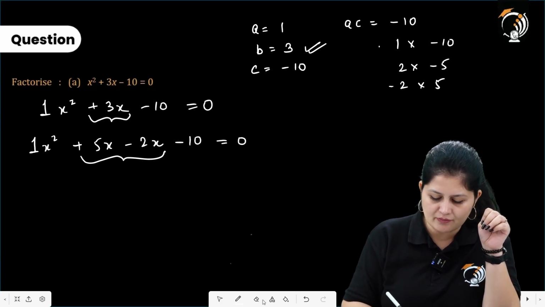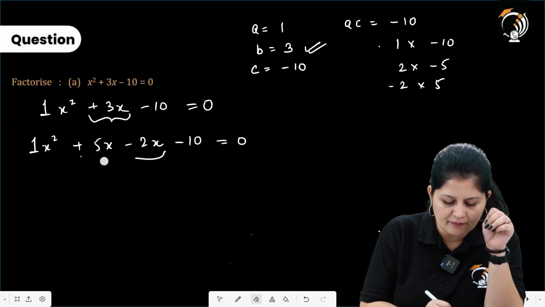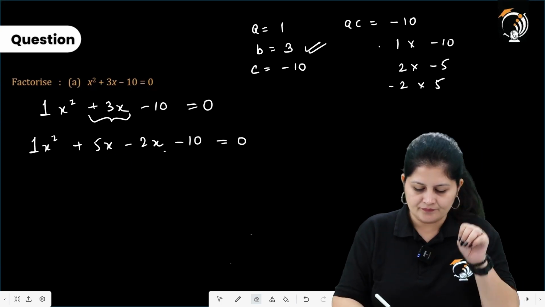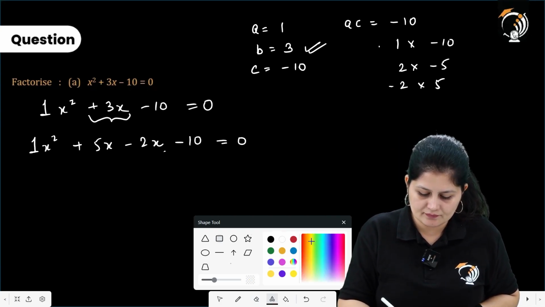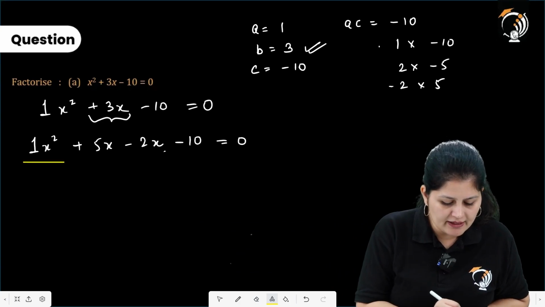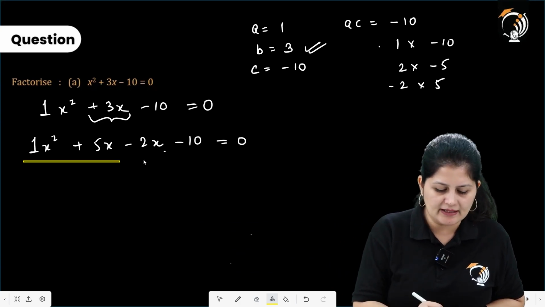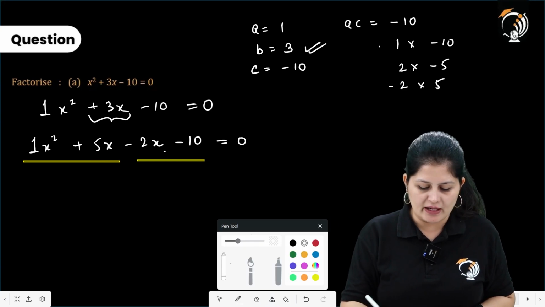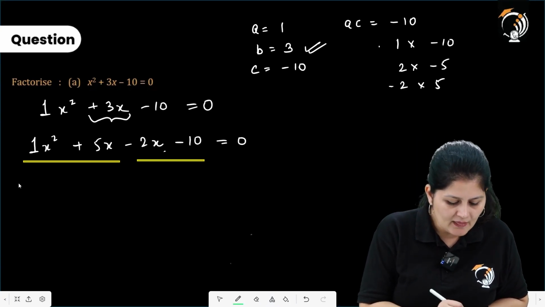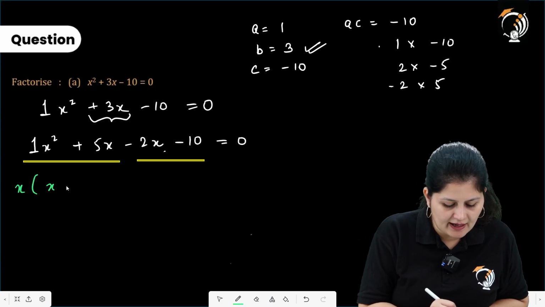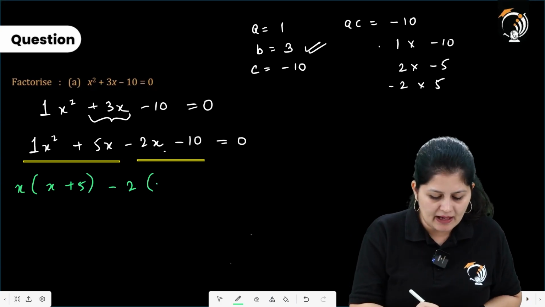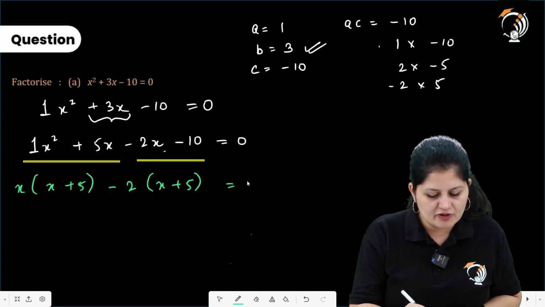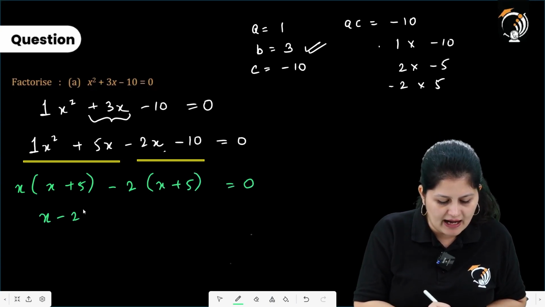Now, let's just do some regrouping here. How we are going to do it? Let me just erase this particular part. I can make one group like this, right? And the other group can be this as well. So x can be common here. We can write it as x plus 5. Further, we can have minus 2 common here, and in the bracket, we can again have x plus 5, which is equal to 0. So the factors here are going to be x minus 2 and x plus 5.